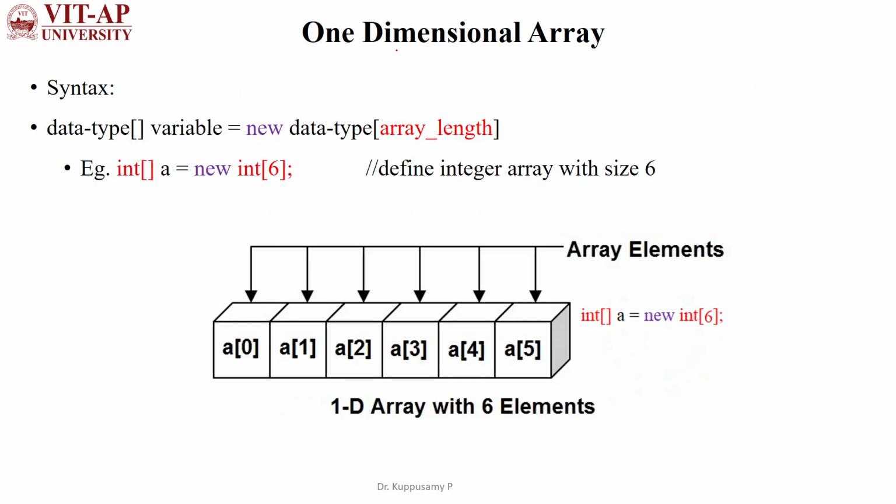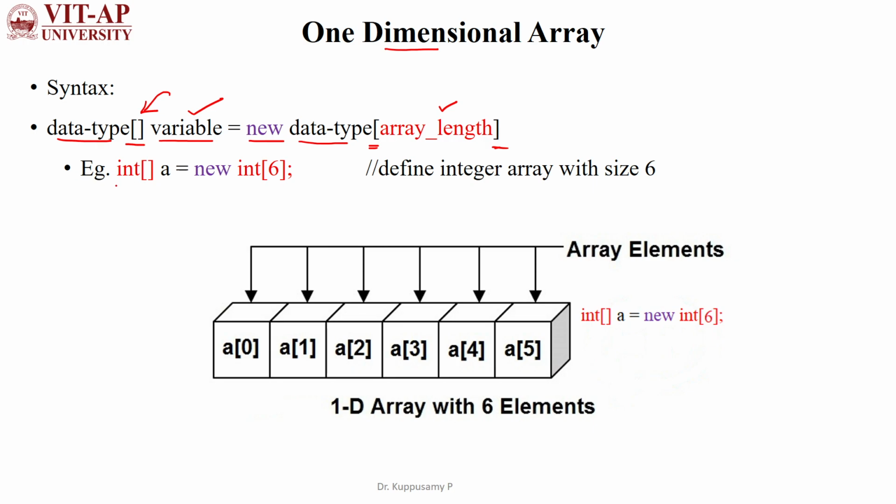How do we declare a one dimensional array in Java? The syntax is given here. The data type of the array is given as per the user's requirement, then open square bracket and closed square bracket, then the variable equal to the new operator to allocate the memory location to this variable and its data type. Then inside the square bracket we give the length of the array that the user requires.